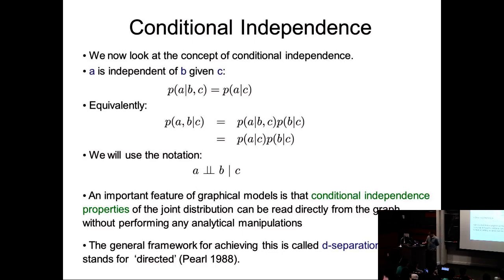An important property of these graphical models is that you can read the conditional independence properties of the joint distribution directly from the graph without using any sort of analytical manipulation. So you can look at the graph and you know what's conditionally independent of what. And there is a general framework for achieving this. It's called D-separation, which stands for directed separation. That was done by Judea Pearl back in '88, and I think he also got the Turing Award for this work. It paved the way to come up with a whole bunch of different graphical models and examine conditional independence properties.